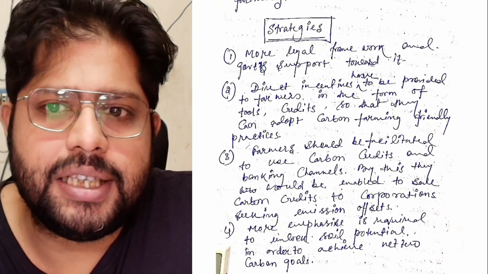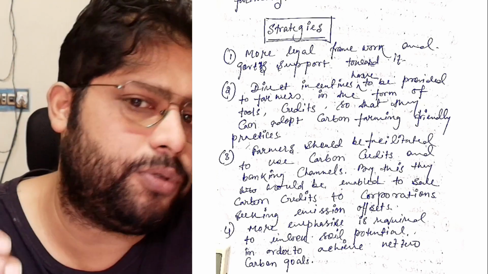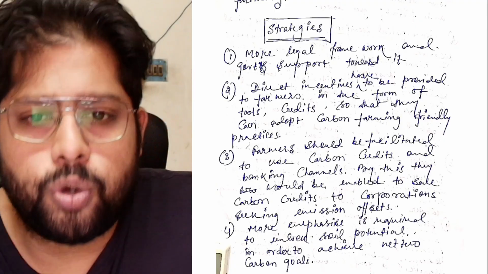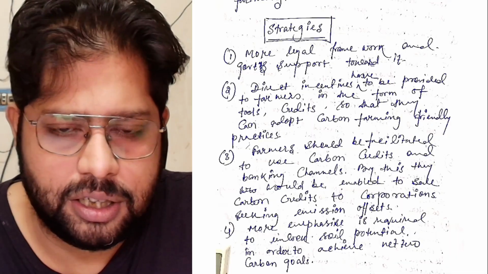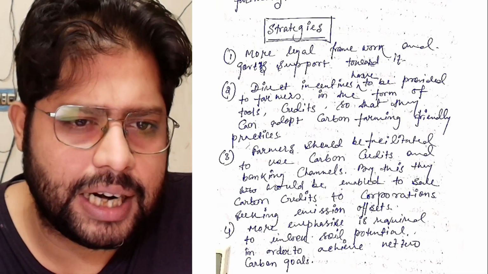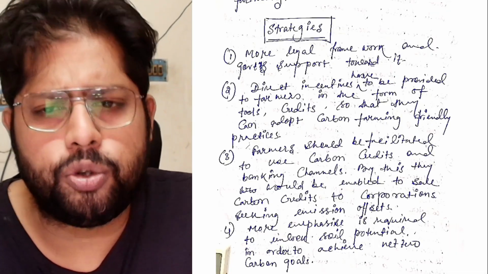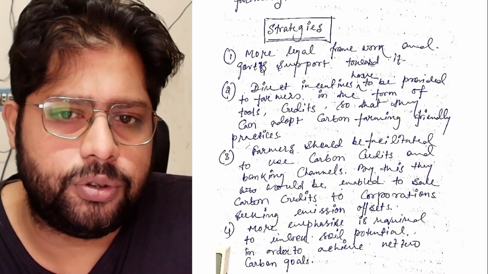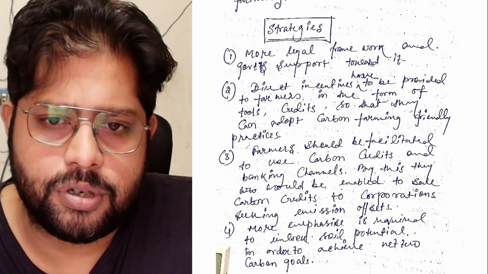The second one is that direct incentives have to be provided to farmers in the form of tools, credit, etc., so that they can adopt carbon-farming-friendly practices. So these things are required: tools and credits. Credits means initial bank loans basically. If you give those things, it will be better for the farmers to start.